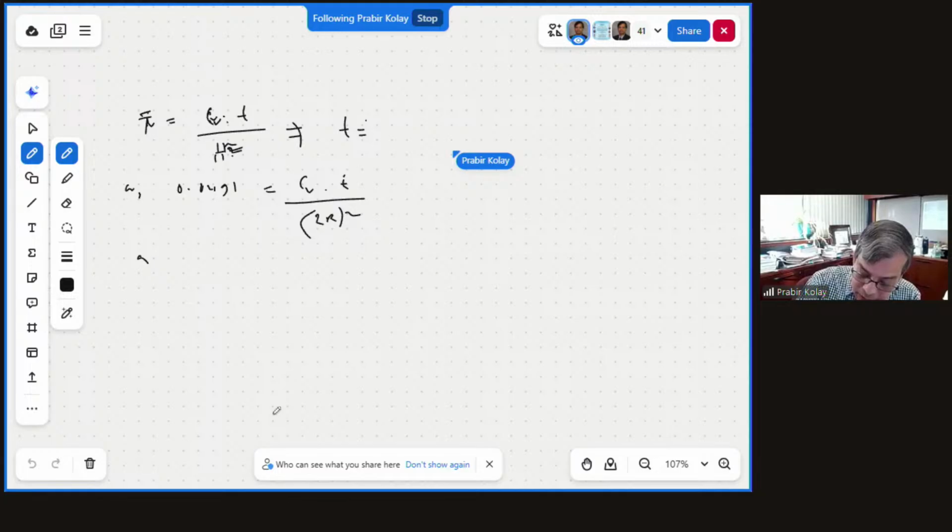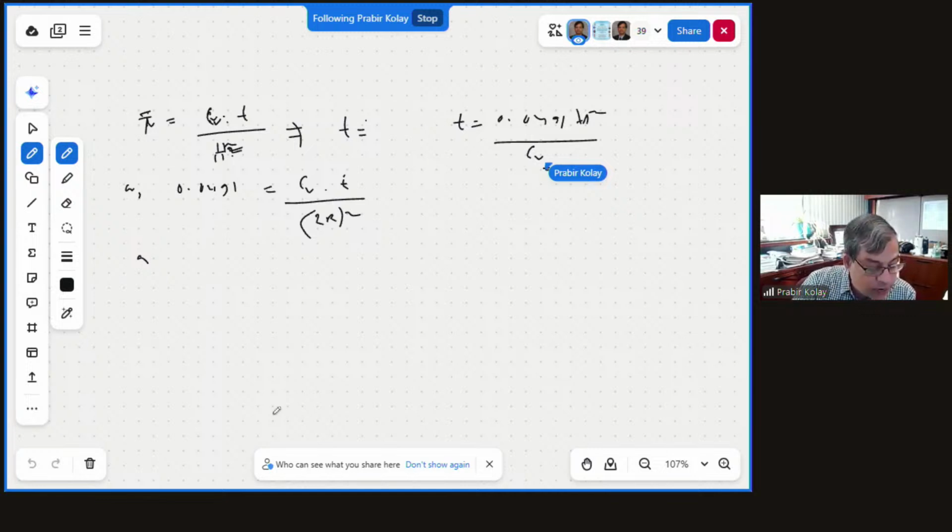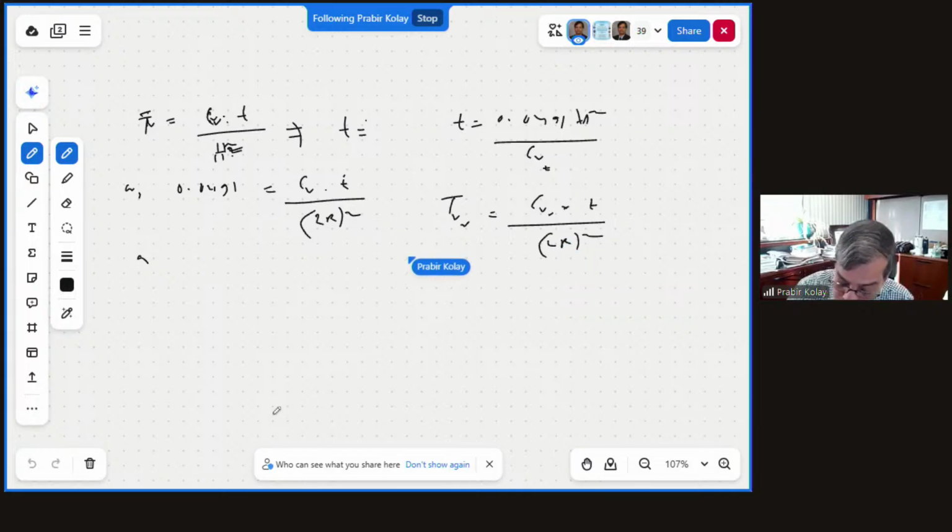As I mentioned, this is for the vertical situation, correct? So for the vertical situation, T is equal to 0.0491 H squared divided by CV. I'm just writing Z; this is the vertical direction. So we need to find the time factor TV for the radial direction. TV in the radial direction is equal to CV in the radial direction times T divided by (2R) whole squared. That's the one I just mentioned.